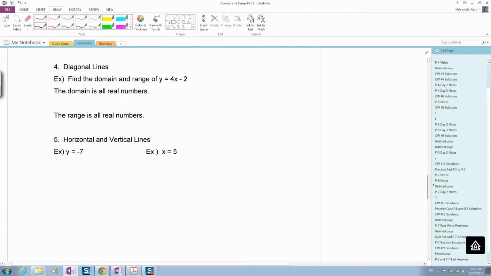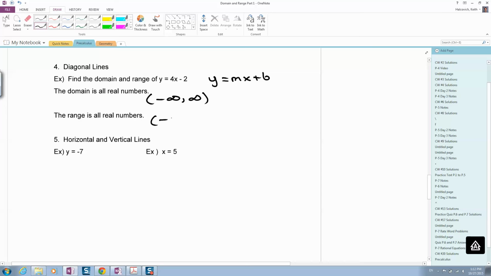So now when we're talking about diagonal lines, like y equals 4x minus 2 or y equals mx plus b, those are diagonal lines. The domain is all real numbers, and the range is all real numbers because there's no restriction on either one of those.